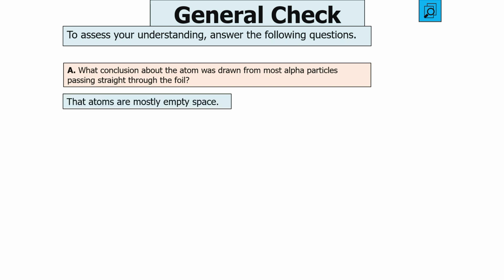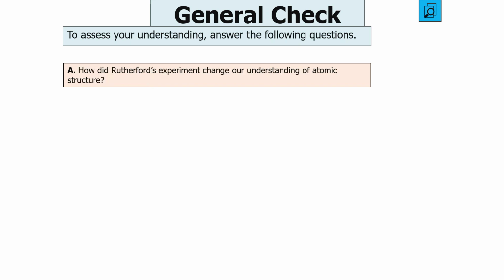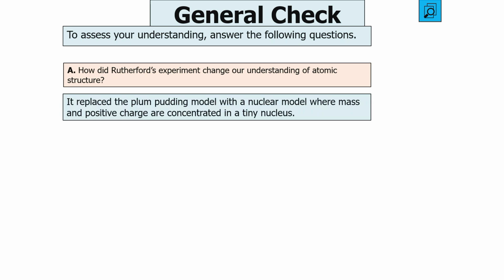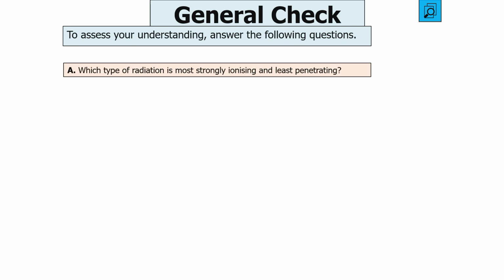That atoms are mostly empty space. How did Rutherford scattering change our understanding of atomic structure? It replaced the plum pudding model with a nuclear model where mass and positive charge are concentrated in a tiny nucleus. Which type of radiation is most strongly ionizing and least penetrating?